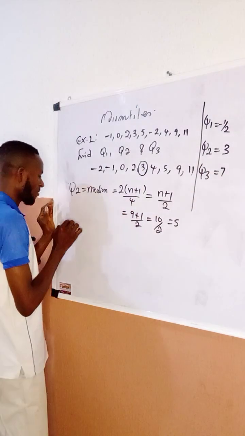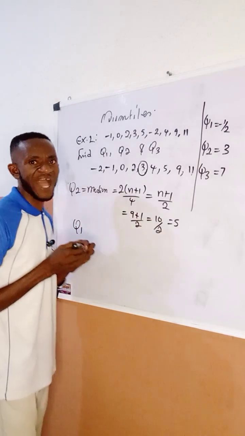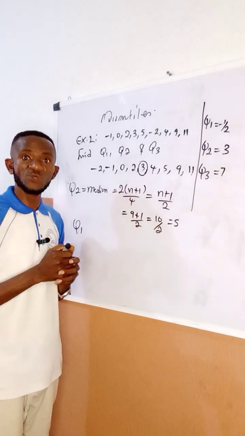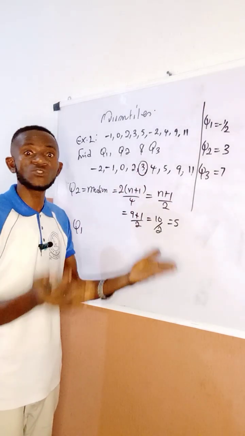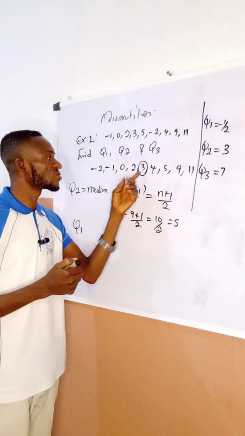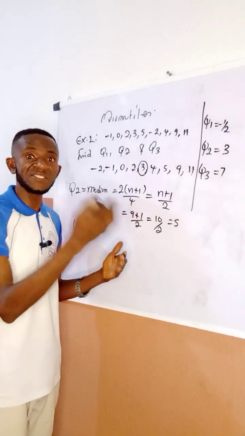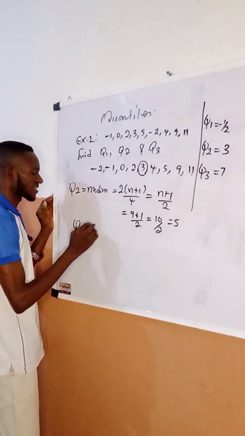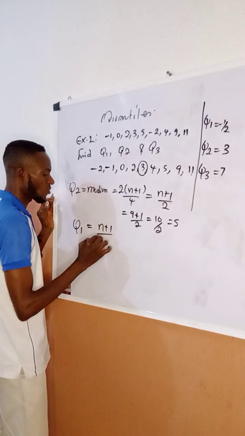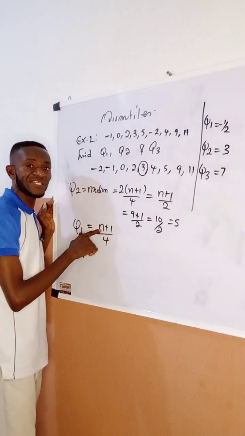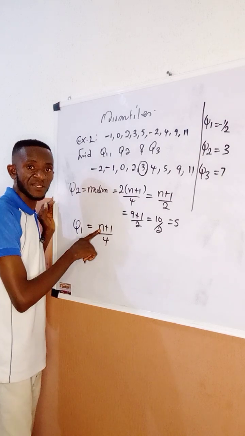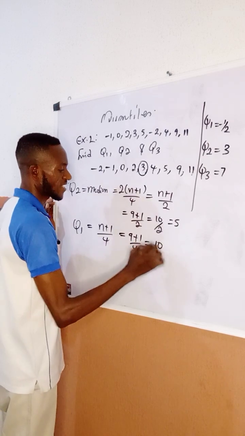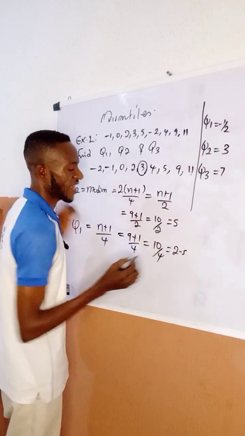Then I will now go to Q1. When I have Q1 now, there's no new data point, since the median took a value that is contained in the distribution. So no new observation is introduced, and there is no need adjusting the value of n. N still remains 9. And of course, we know that Q1 is given as n plus 1 all over 4, where n is 9. So this becomes 9 plus 1 all over 4, which is 10 all over 4, which is 2.5.